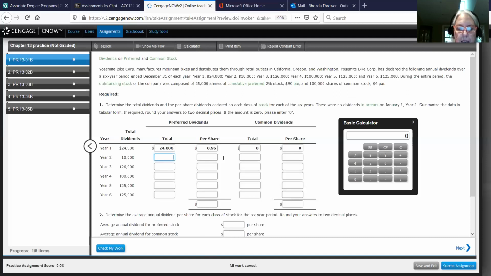So in Cengage, 10,000 would be entered into the tabular format for year two of the dividends that we actually paid to our preferred stockholders. We declared 10,000, we gave it all to our preferred stockholders.